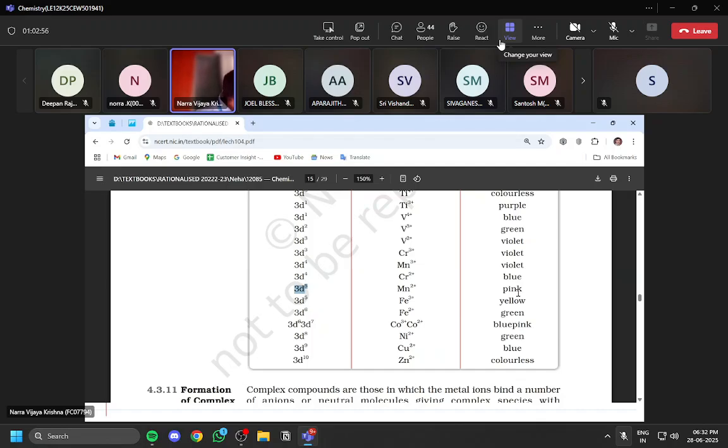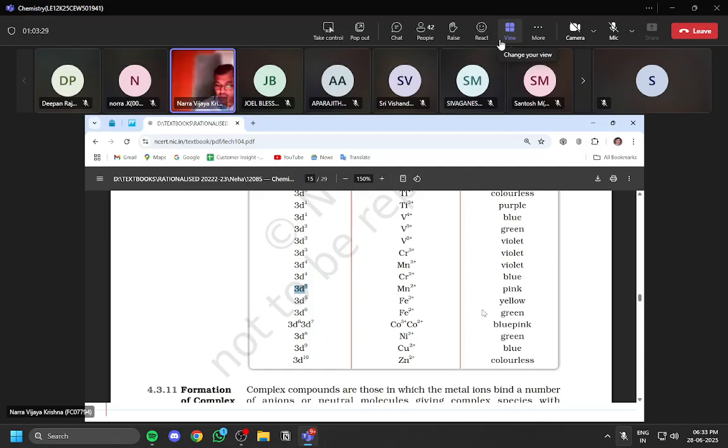Both have the same number of unpaired electrons, but it depends upon the size of the ion. When water molecules are surrounding it, water is considered as a ligand. So based upon the interaction between ligand and metal ion, even though they have the same number of unpaired electrons, color may change. Is it clear? It depends upon metal and ligand interactions. Any questions? No.